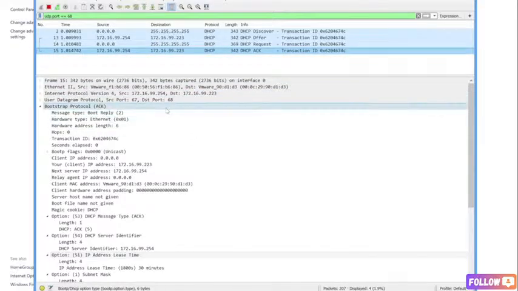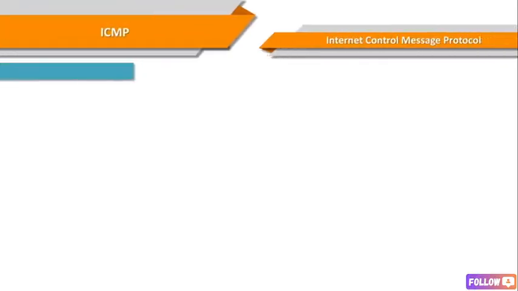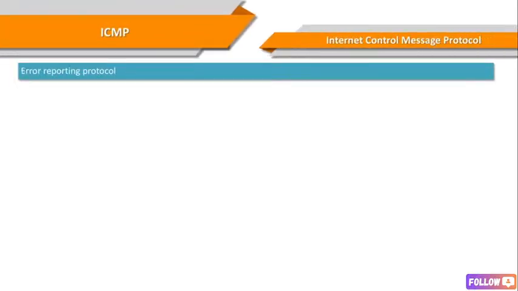The last packet is DHCP ACK, sent by the DHCP server to the Windows system. This packet completes the DHCP mechanism successfully. So from now on, the IP address of our Windows system is 172.16.99.223.